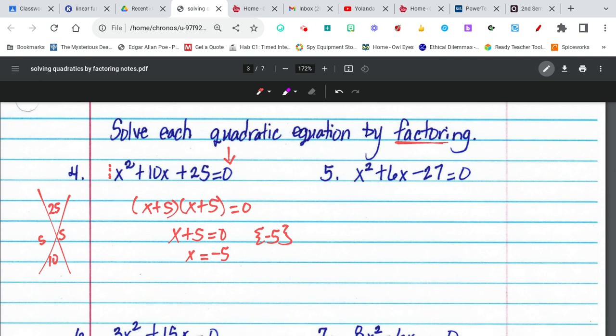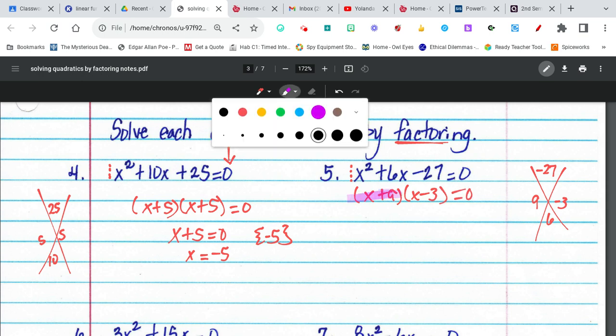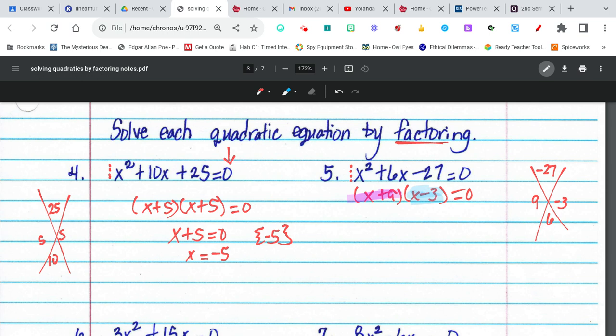All right, so here, number 5, look for a GCF. I don't see a GCF. So I'll be using the easy x because that's an understood coefficient of 1. Negative 27 and 6. That would give me 9 and negative 3. x plus 9 times x minus 3. My two factors are x plus 9 and x minus 3. So I'm going to end up with a double root on this one, okay? Because I have two different factors.